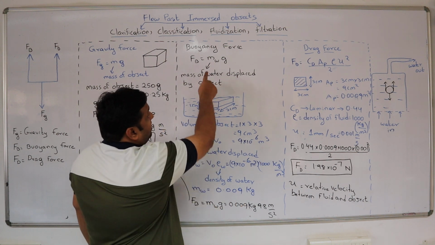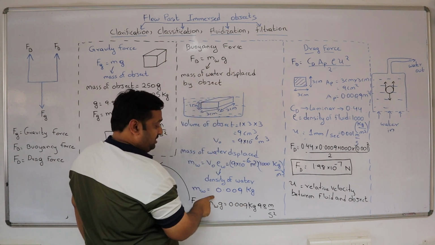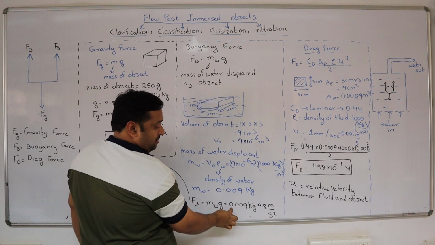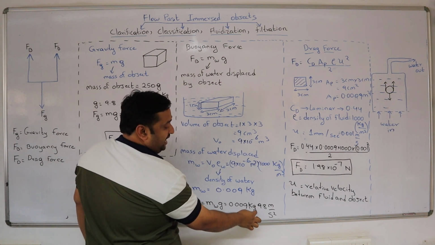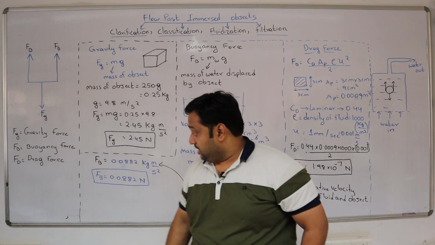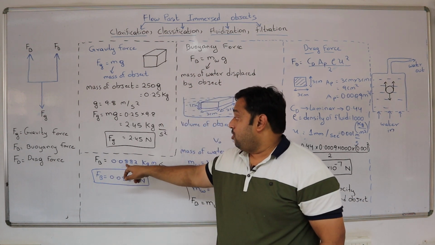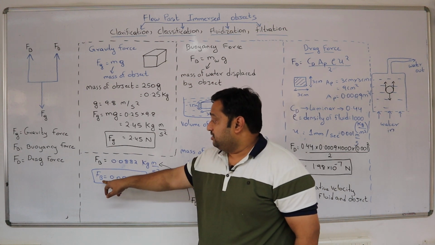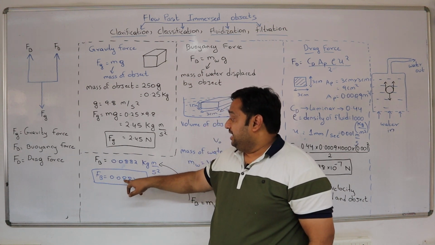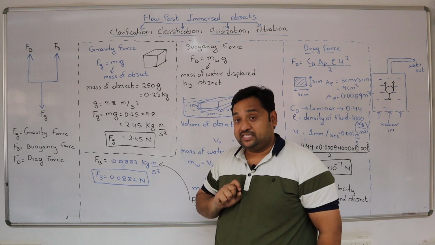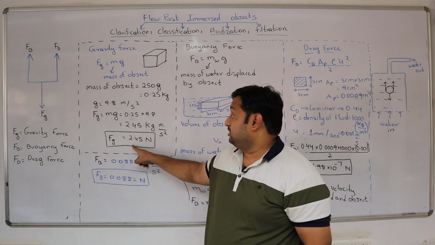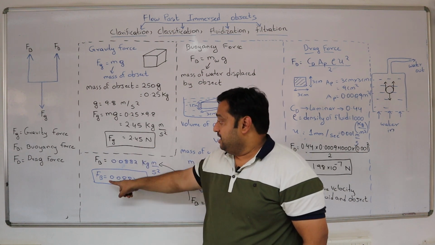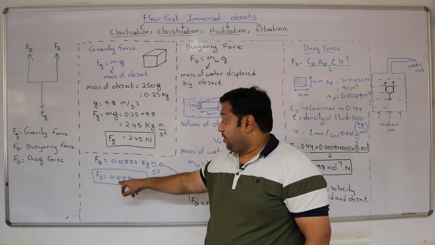Okay, you know the mass, you know the gravity, you multiply these two things, you get 0.009 kg into 9.8 meter per second square. This comes to be 0.0882 kg meter per second square. Okay, but the buoyancy force is equal to 0.0882 newtons. You can compare the number. It's a 2.45 gravity force. Buoyancy force is equal to 0.0882.